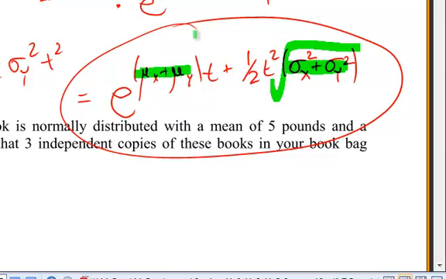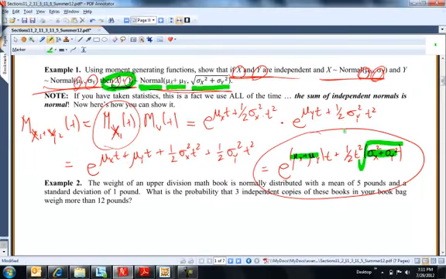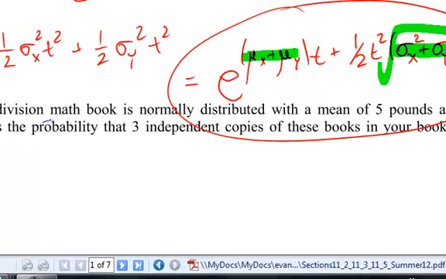So this is very helpful in doing problems. Now I know the sum of two normals is normal. I know what the mean would be. I know what the standard deviation would be. So let's switch to blue. Okay, the weight of a math book is normally distributed with a mean of 5 pounds and a standard deviation of 1 pound.